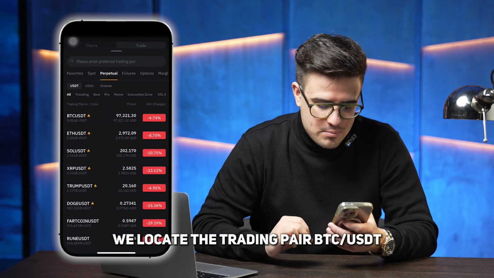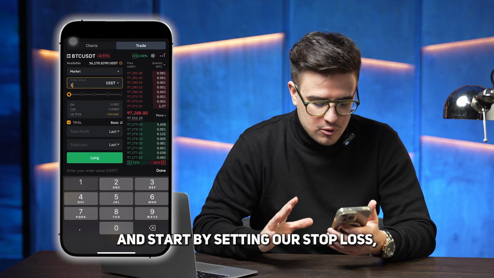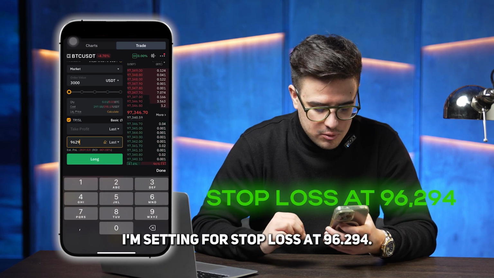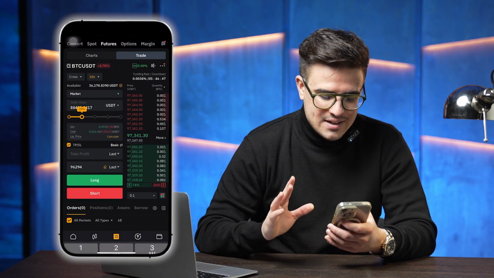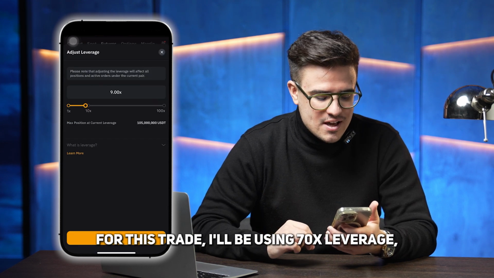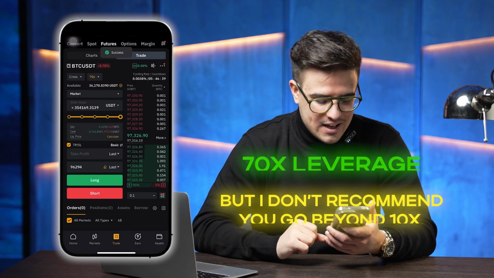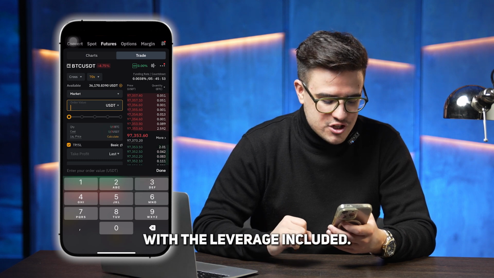We locate the trading pair BTC USDT and start by setting our stop loss, leverage and position size. I am setting the stop loss at 96,294. Next, I select the leverage. For this trade, I'll be using 70x leverage, but I don't recommend you go beyond 10x. Now, I am setting the position size with the leverage included.